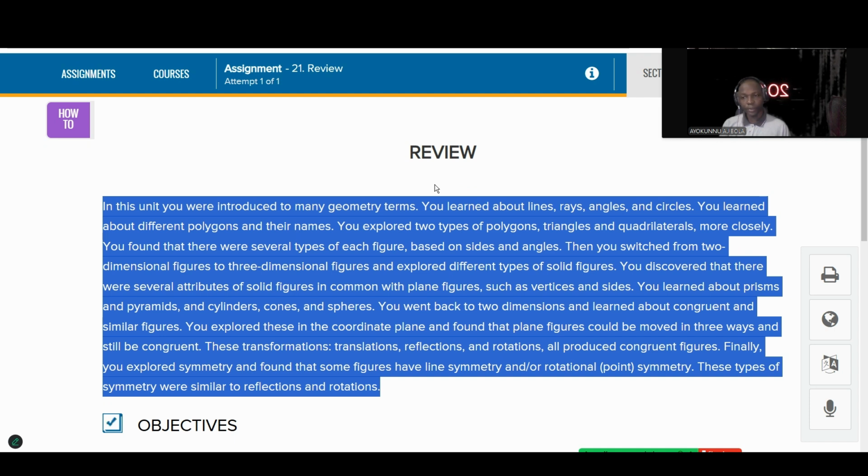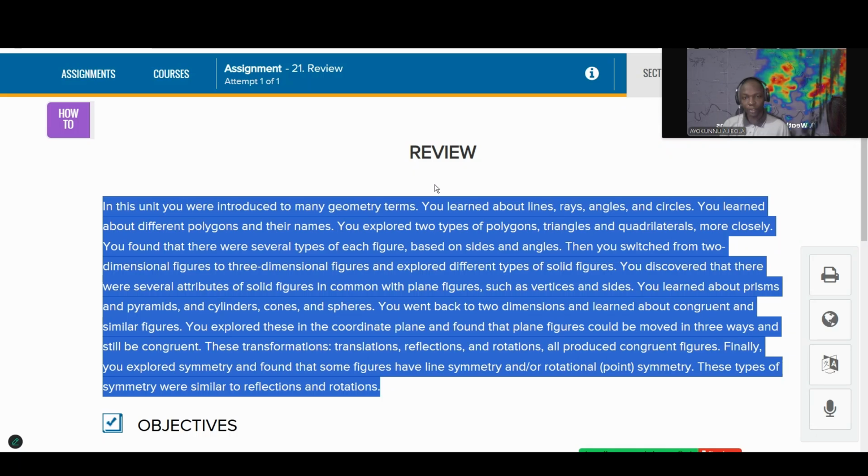And finally, we explored symmetry and found that some figures have line symmetry, and or rotational or point symmetry. And these types of symmetry were similar to reflections and rotations.